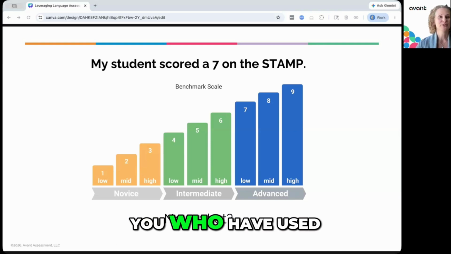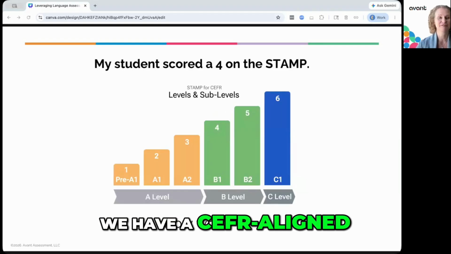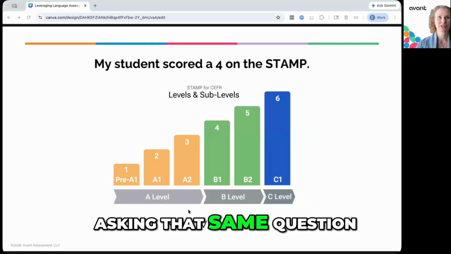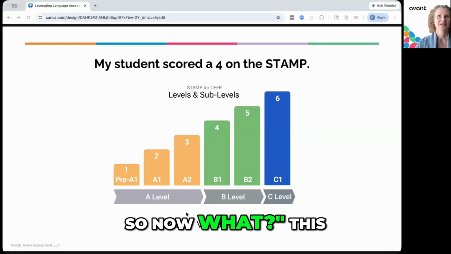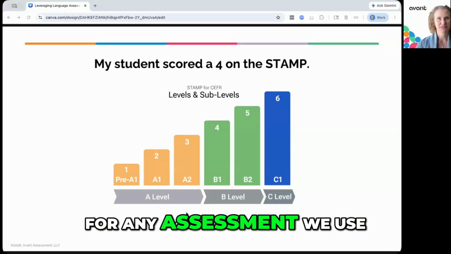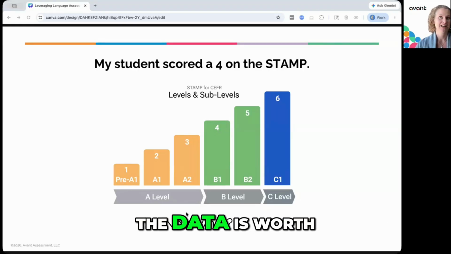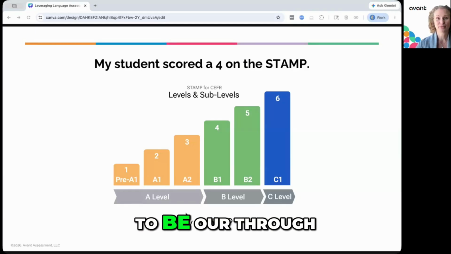And for those of you who use the Common European Framework of Reference, for example, we have a CEFR aligned English test, and you might be asking that same question. My student scored a 4. So now what? This question is the same for any assessment we use. How well your test answers it determines whether the data is worth the time you spent collecting it. That question is going to be our through line today.